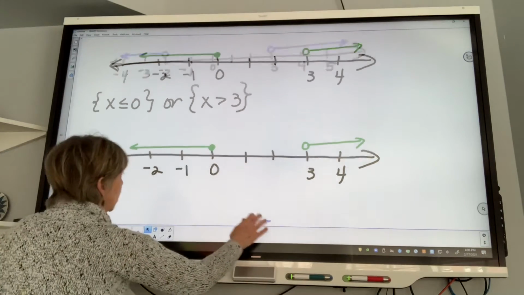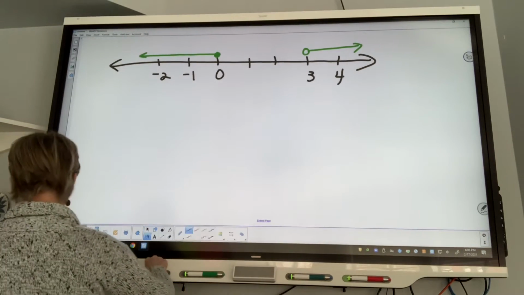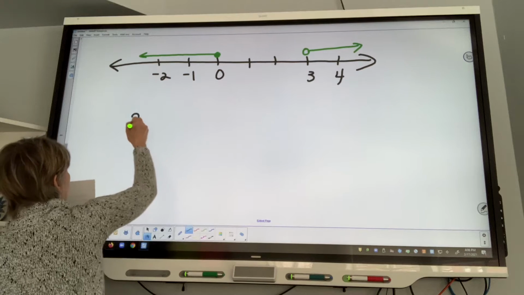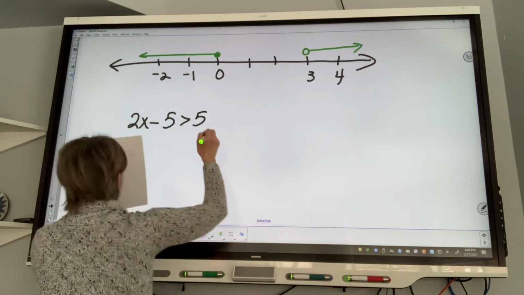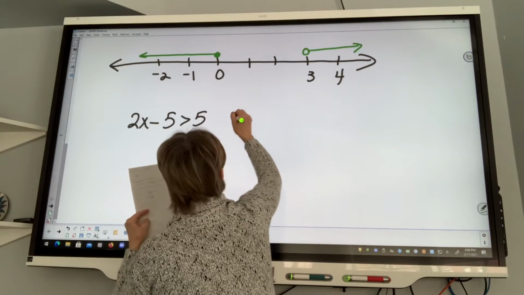Now, how do we solve a compound sentence? Or what does a compound sentence look like? Well, a mathematical compound sentence looks like this.